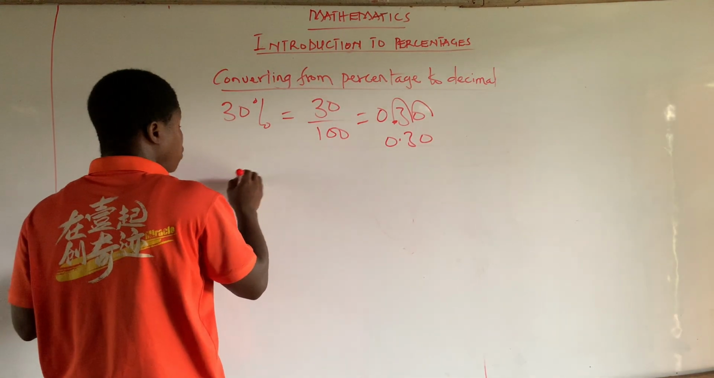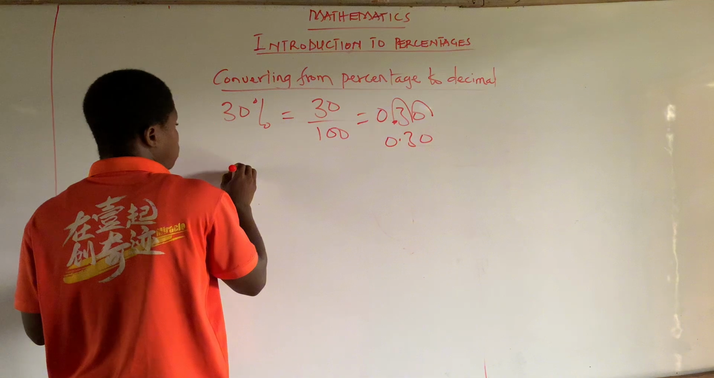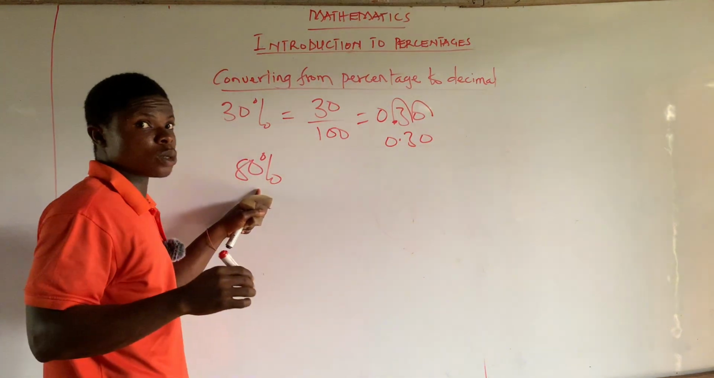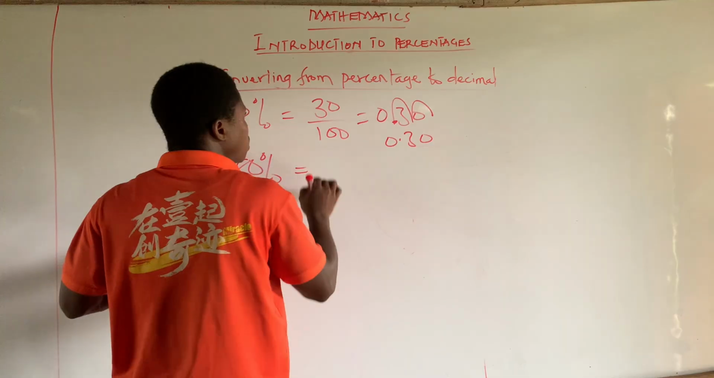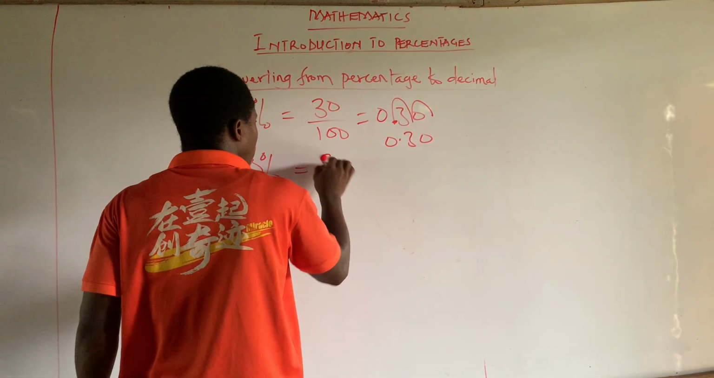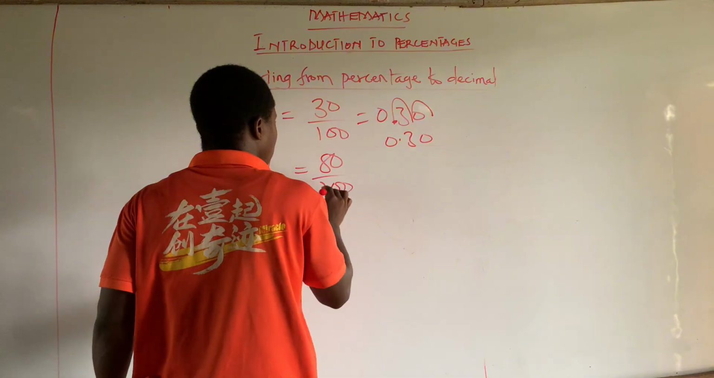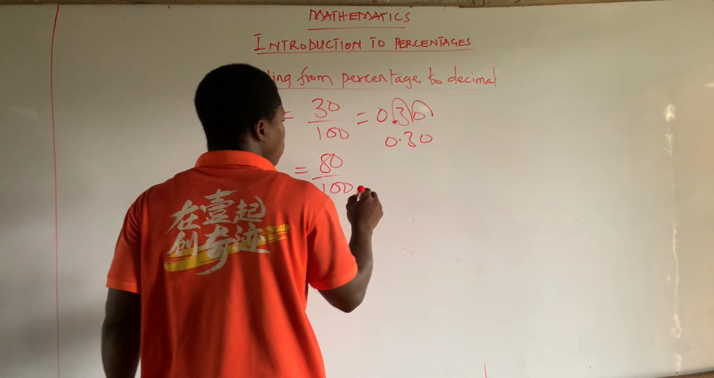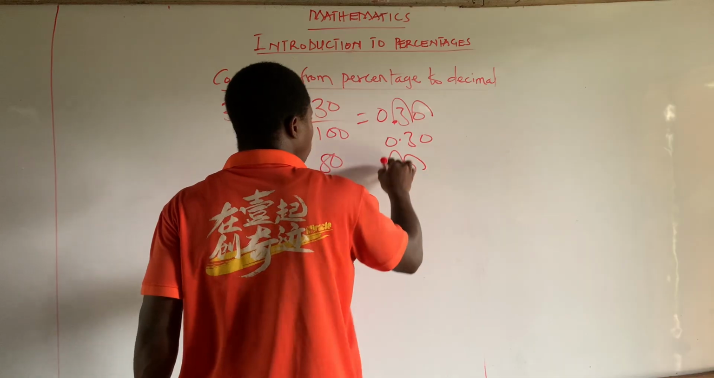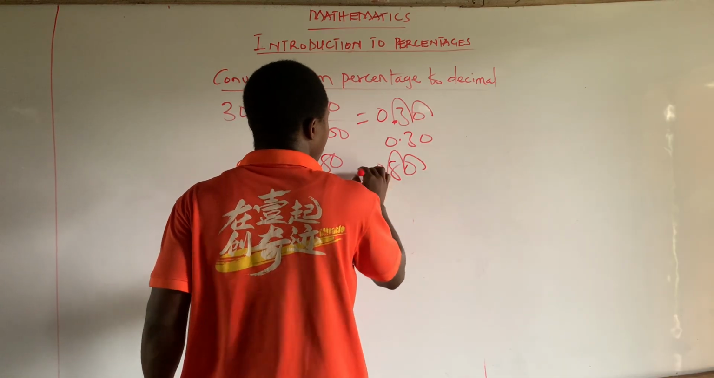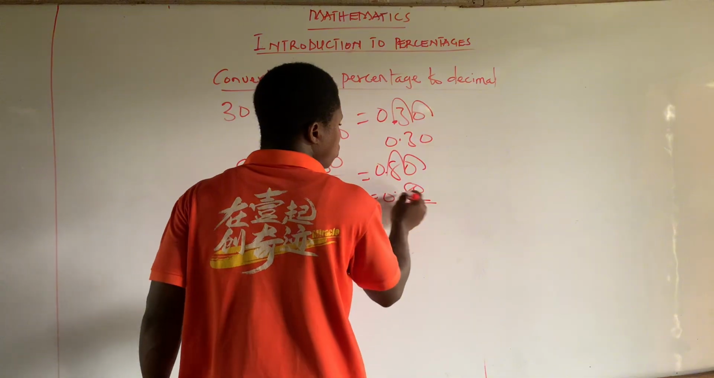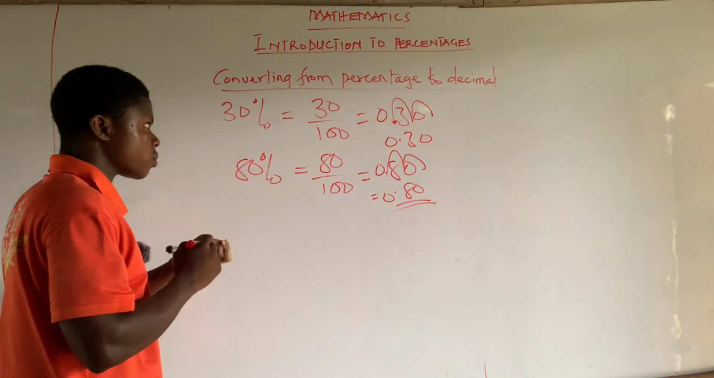Assuming I have 80%, you scored 80% in your exam, let's take it to decimal. So 80 out of 100. Write the 80, the two zeros, 1, 2, 0.80 or 0.8, the same.